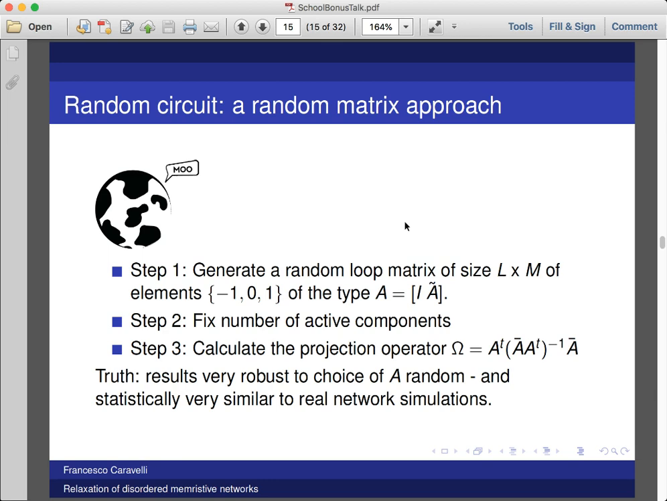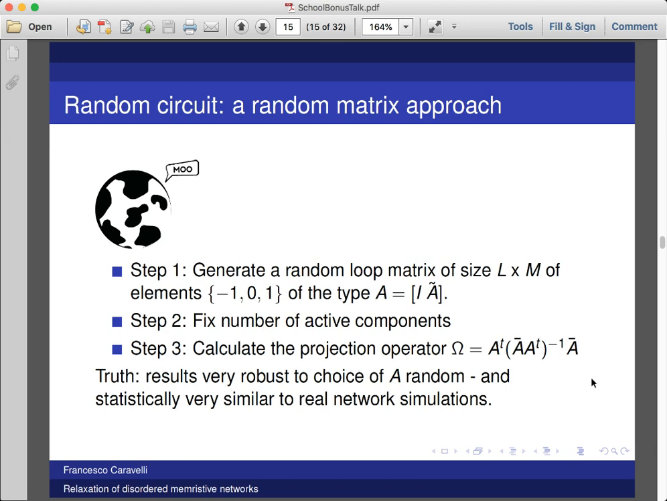And the idea is, let's just look at, if you want, random graphs in this sense, so generate random -1, 0, and 1 entries, and basically see what happens. Okay. So once you have A, it's easy to calculate the projector operator because it's just defined in this form.